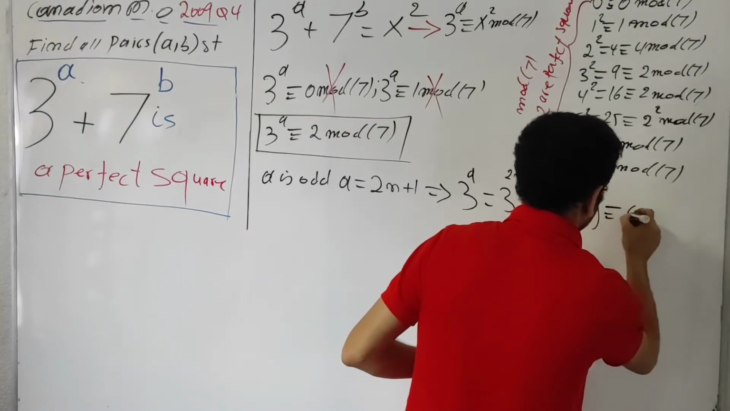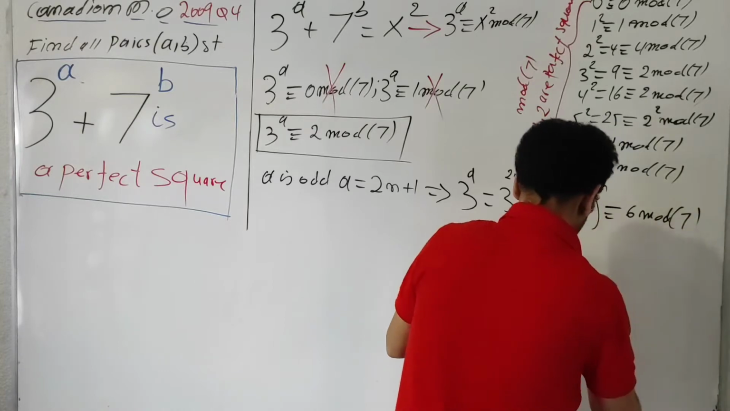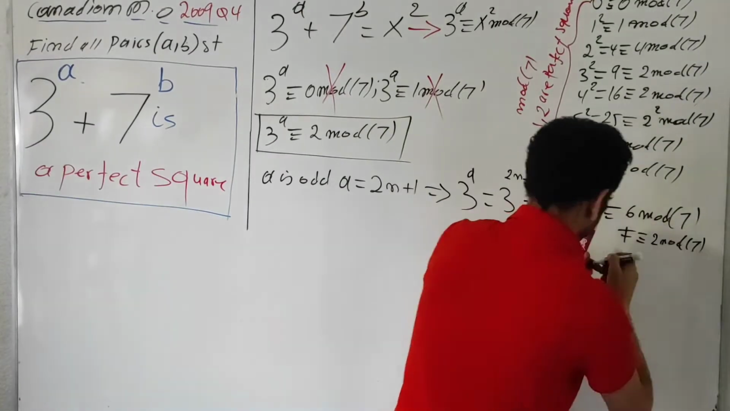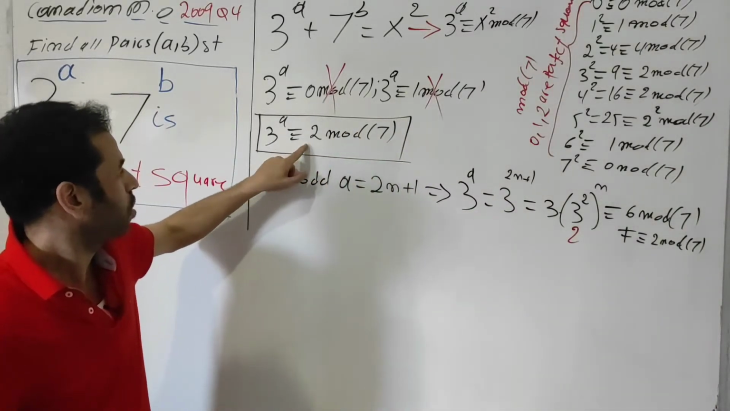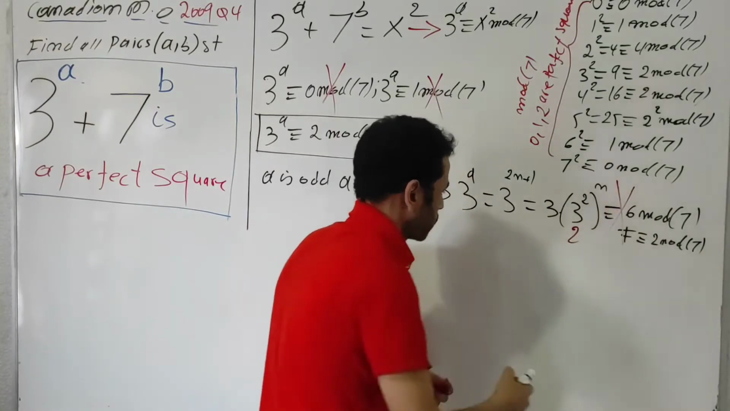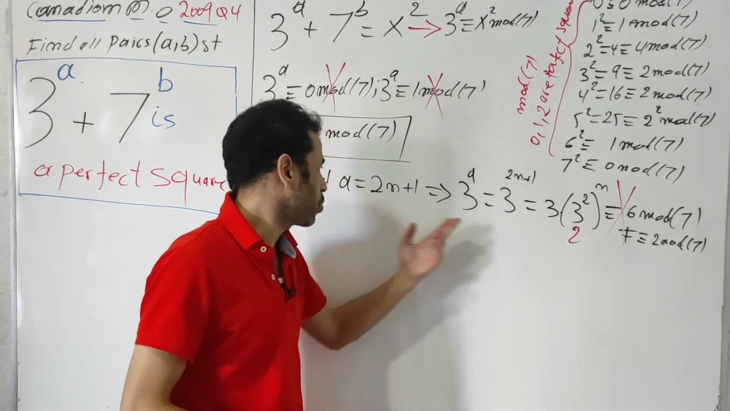It will have 6 mod 7, congruent to 6 mod 7. This one is different than congruent to 1 mod 7, because to have a perfect square we must have this one. 3 to the a is congruent to 2 mod 7. We have 6 here, which is not working. Since a is not odd, that means a is even, though we are going to check it.